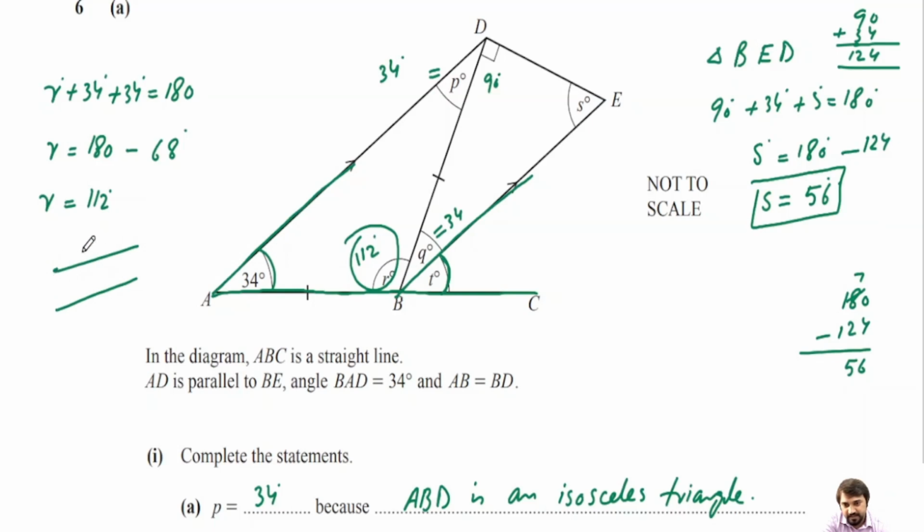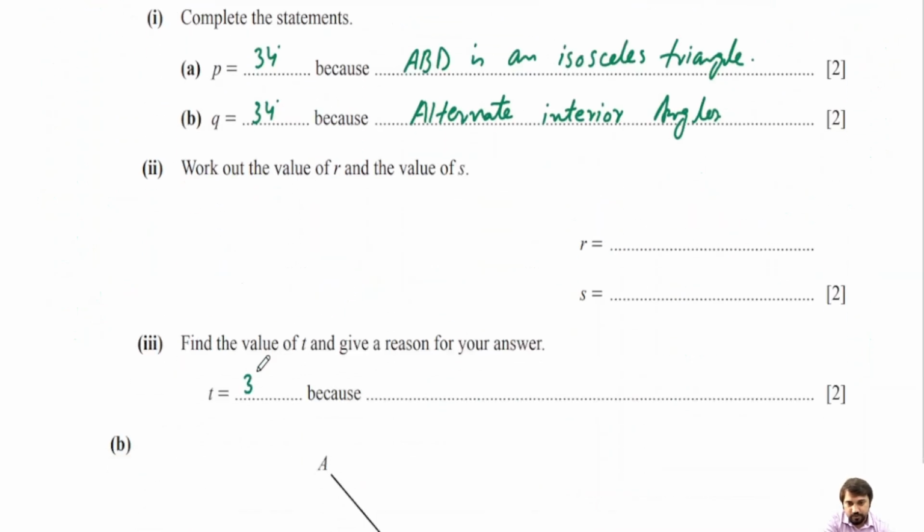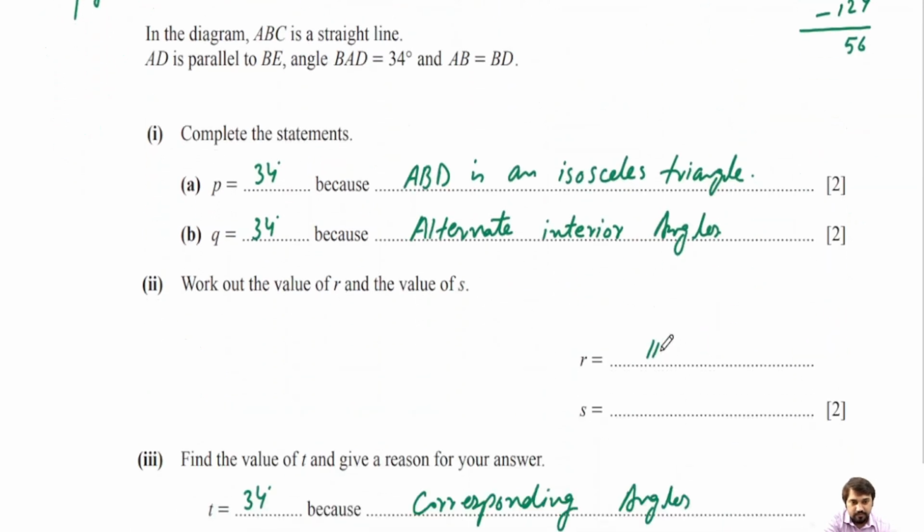If we have two parallel lines, so this angle is equal to this angle. These are called corresponding angles. If this is y, so x is equal to y. Here we have t is equal to 34 degree. I'm going to write here t is equal to 34 degree because of corresponding angles. What is the value of r and s? R is 112 and s is 56 degree.